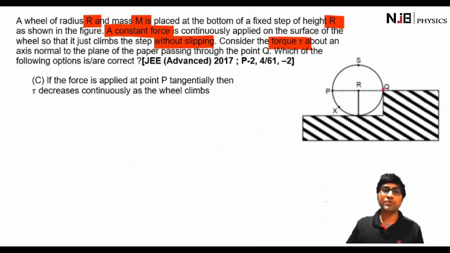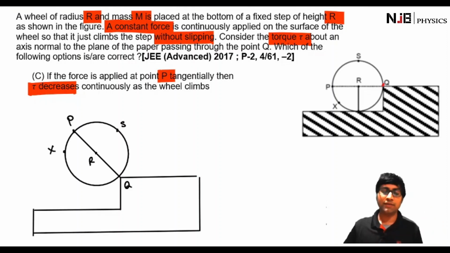And now according to option C, if the force is applied at point P tangentially, then the torque, that means the net torque on this rigid body, is going to decrease continuously as the wheel climbs. So let's again visualize any instantaneous situation, and the instantaneous situation is going to look like this. According to the option, we are applying a force tangentially at this point P. So this is going to be one of the forces on this disk, and gravity in the downward direction will be mg and acting at the center of mass.